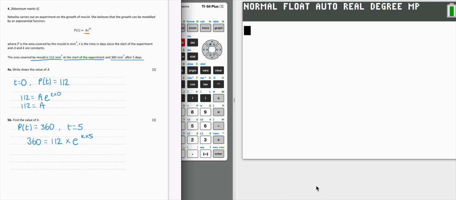And then you can put that into your numeric solver, and you'll find that K is equal to 0.234. So for this question, there are 2 marks for the first part, for some sort of substitution or recognition, and 1 for the answer. And then 3 marks for the second part, which is 1 for the substitution, 1 for the answer, and an additional 1 for rounding correctly. So all you have to do is read that off the calculator, and therefore you're getting that additional rounding mark.